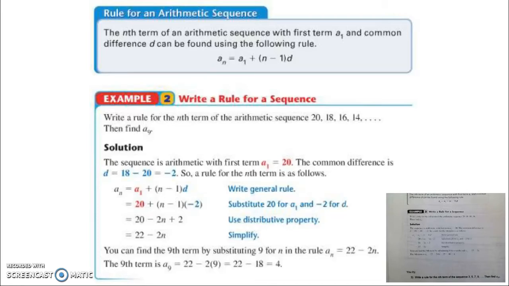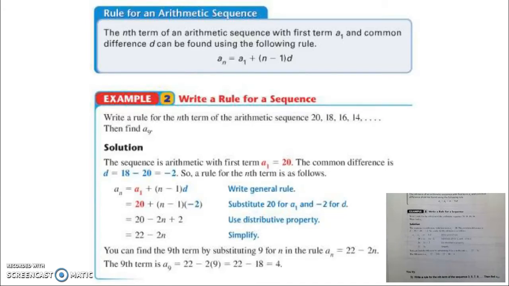Always be very careful to make sure that you actually subtract the term in front of it. The common difference can be negative or positive, and it's important that you differentiate between the two. So we have a common difference of negative 2. So a sub n equals a sub 1, that's 20, the first value, plus n minus 1, we're going to leave it that way for now, times the common difference, negative 2. Simplifying that, 20 minus 2n plus 2, combining like terms, we get 22 minus 2n for our rule.